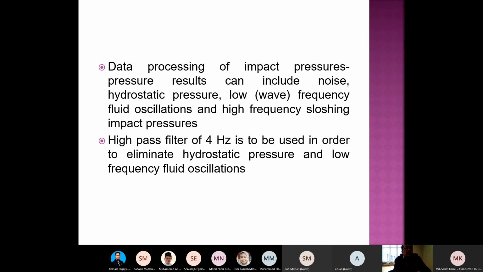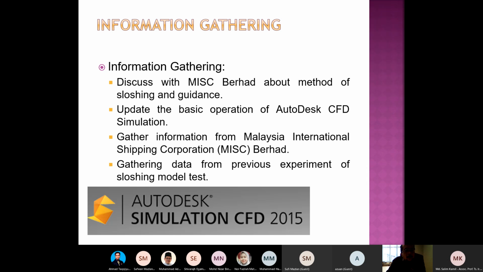Data processing of impact pressure results can include noise, hydraulic pressure, low wave frequency fluid oscillation, and high frequency sloshing impact pressure. So a high-pass filter of 4 Hz is used in order to eliminate hydraulic pressure and low frequency fluid oscillation. Actually, we work with MIC, of course. I was with MIC previously. The method of sloshing guidance updates the basic operation of simulation using Autodesk. This one is a bit dated. I think maybe now we have some new software.